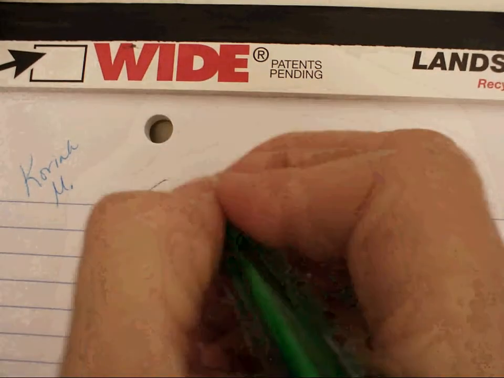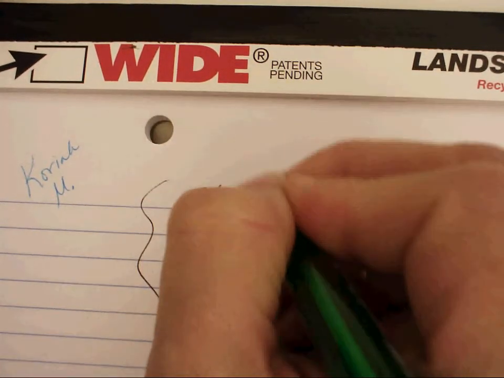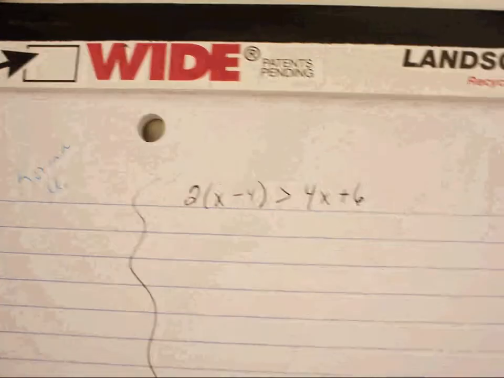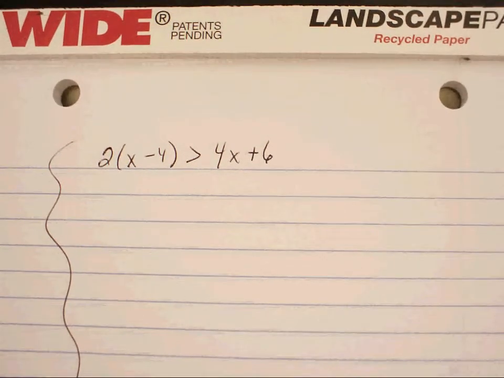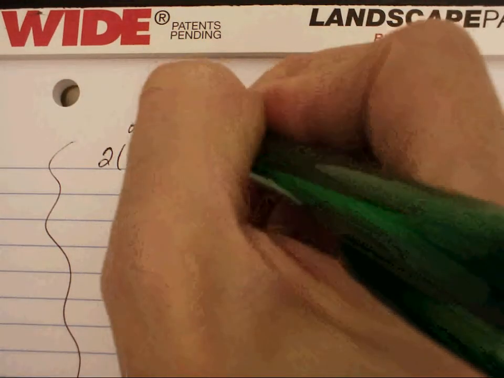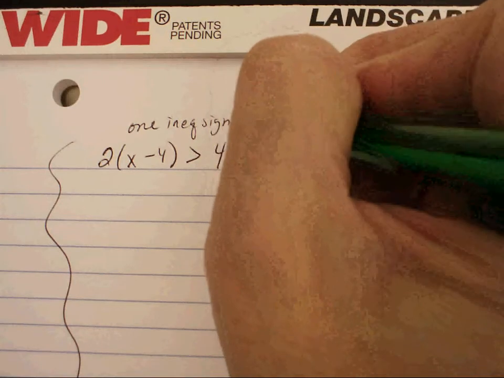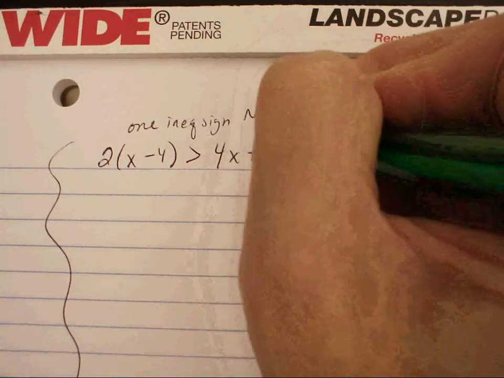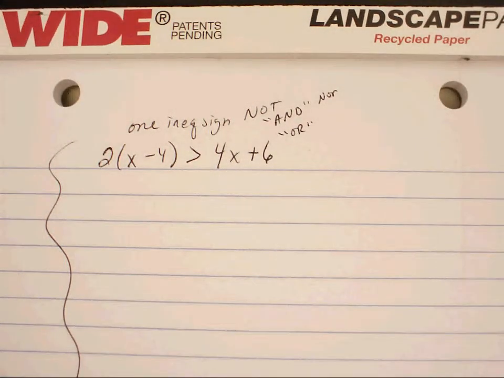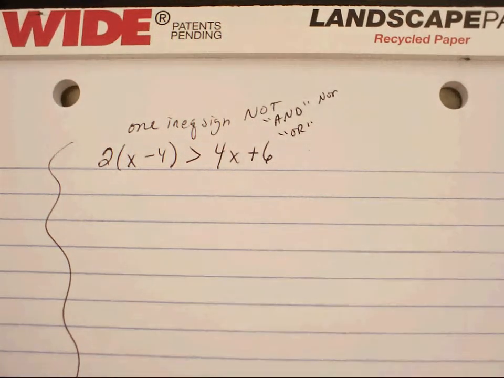Like I said, I was going to start with the 2 more difficult ones, the ands and the ors, and then I want to go back and quickly review one that is not a compound inequality. How many inequality signs are here? One. Just one. So there's one inequality sign. So it is not an and, nor is it an or problem.